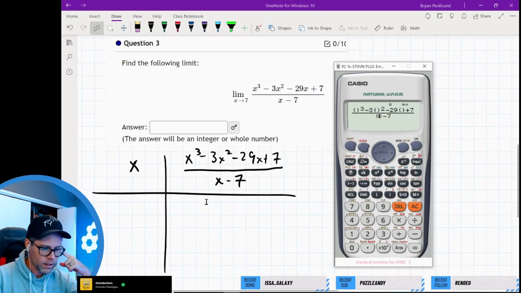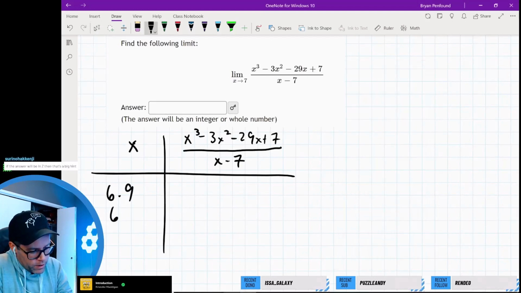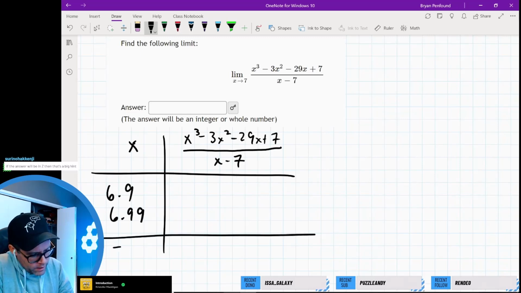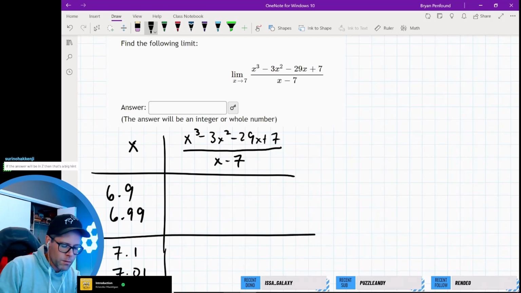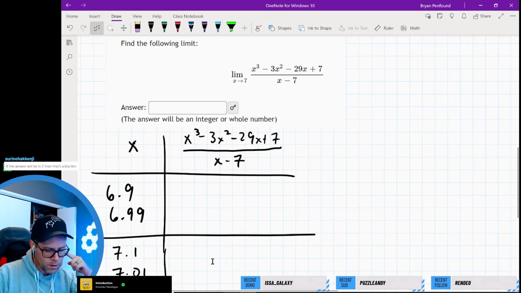And then we can cycle back through and just start picking some values that get closer and closer to 7. Specifically, we might want to take a look at a couple numbers like, I don't know, 6.9, 6.99, etc. And then maybe 7.1 and 7.01. So we could just try a couple from either side of 7, see if we end up getting the same reasonable decimal approximation, and use that for our answer here.